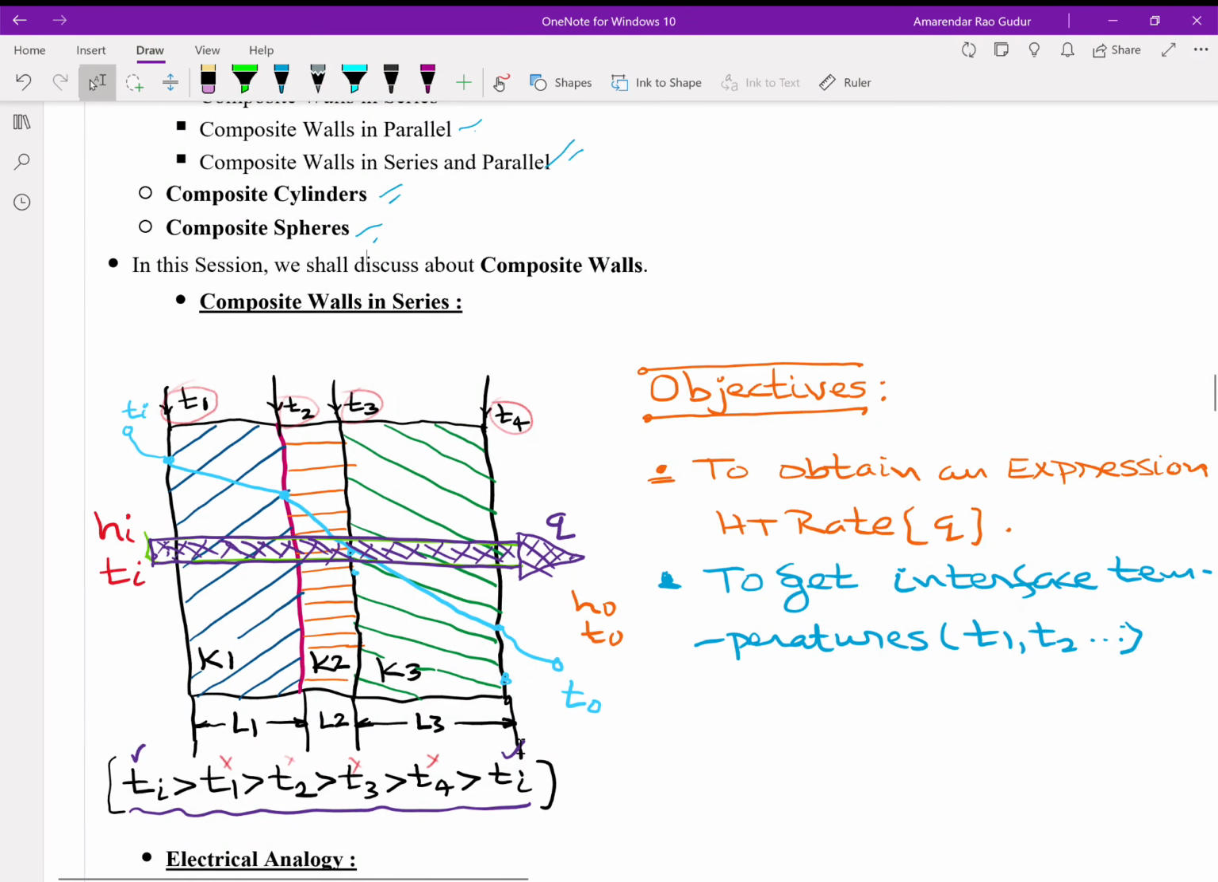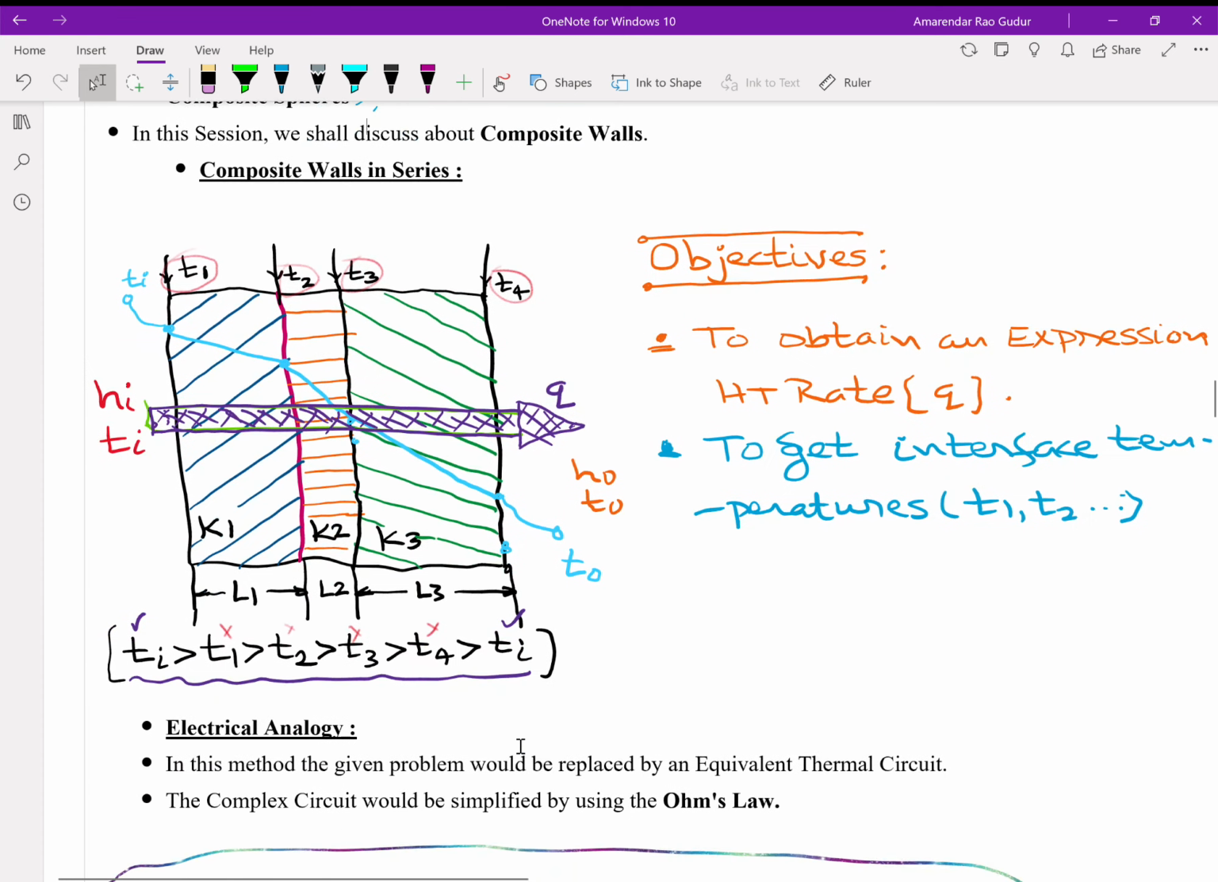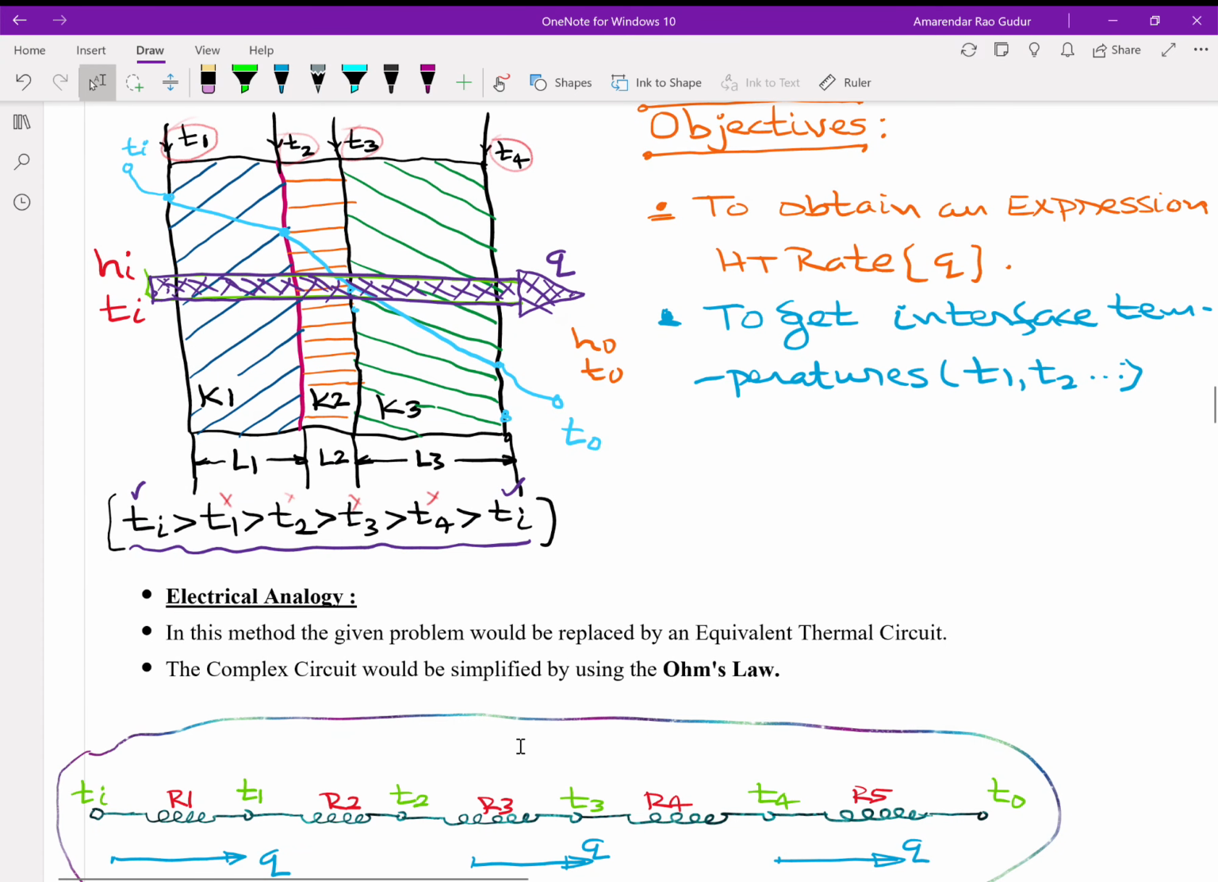First we'll see composite walls with walls in series with convective environment, of course. So we have a composite wall made up of 3 layers, thicknesses L1, L2, L3, materials K1, K2, K3. Inside environment Hi, Ti, then outside environment H0, T0. Now we have a couple of objectives. First objective is to obtain an expression for Q in terms of given data. Then to get interface temperatures T1, T2, T3, T4.